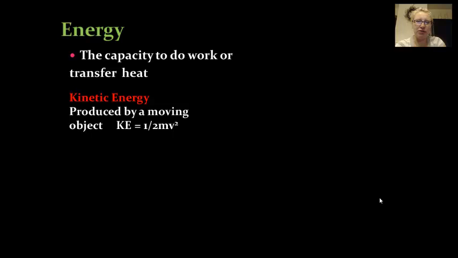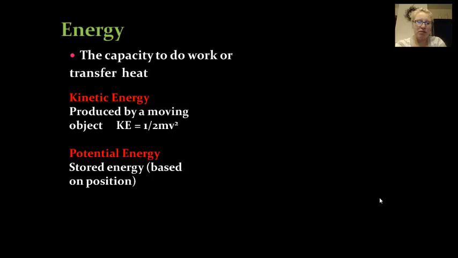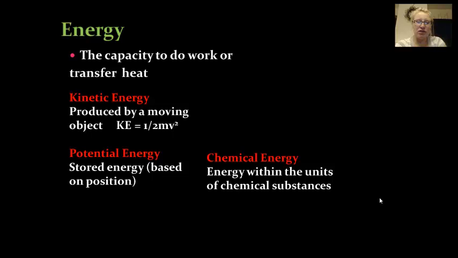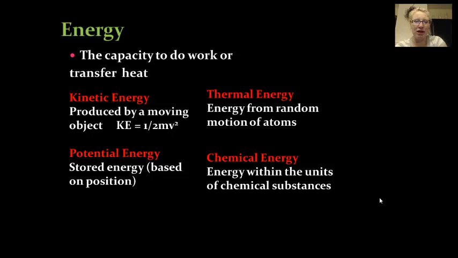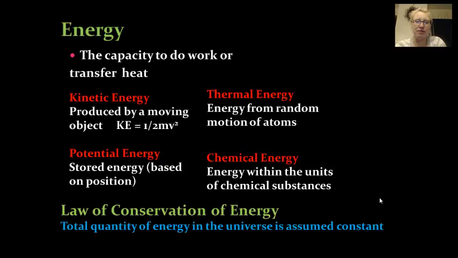When we talk about energy, we talk about two types: kinetic energy, which is energy of motion, and potential energy, which is stored energy. And stored energy in chemistry is chemical energy, which is energy within the units of chemical substances. It's contained within the bonds. And kinetic energy, when we talk about chemistry, is thermal energy, which is energy that is produced from the random motion of atoms. And the law of conservation of energy says that the total quantity of energy in the universe is assumed constant.